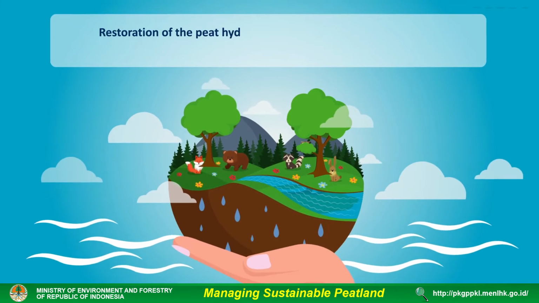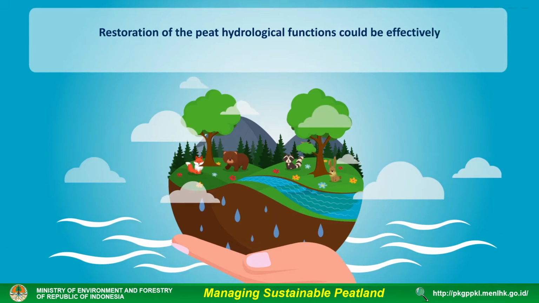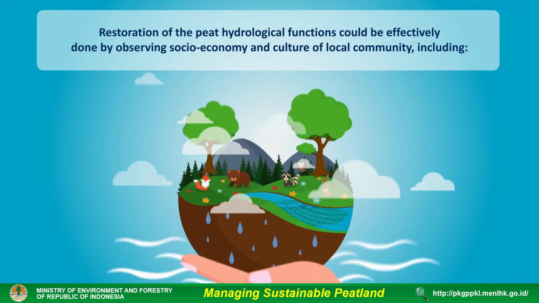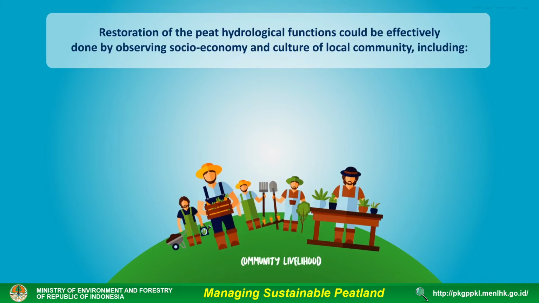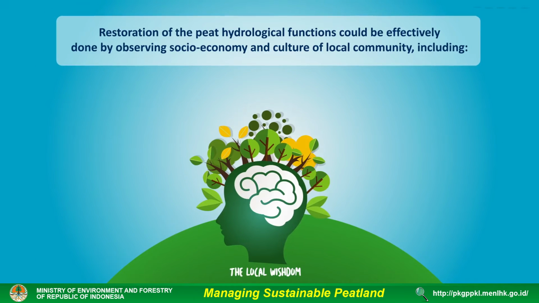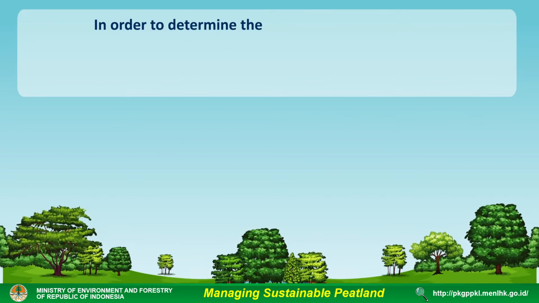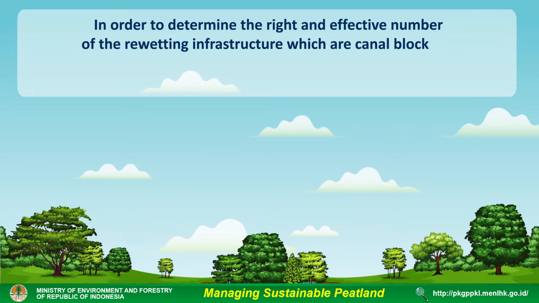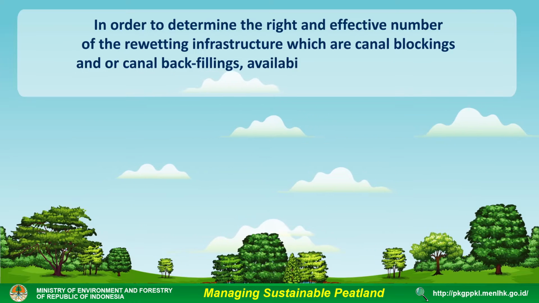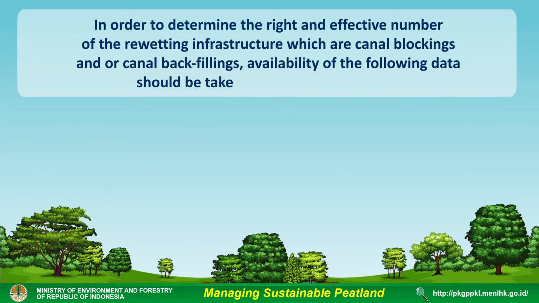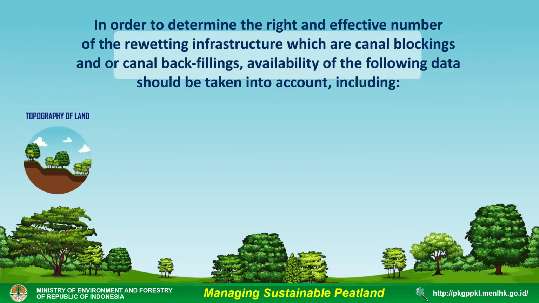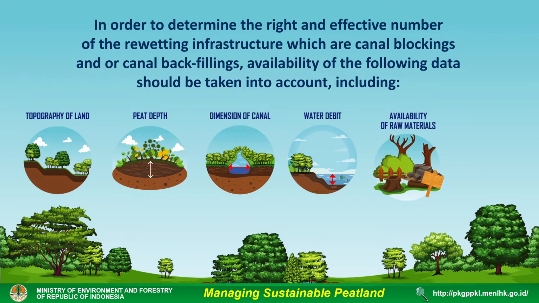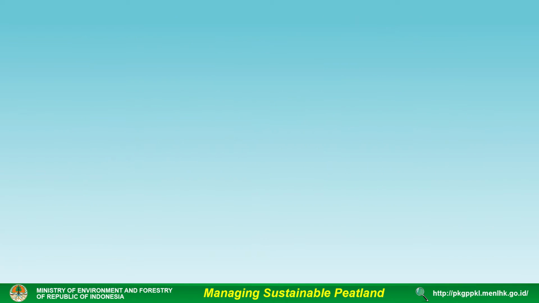Restoration of the peat hydrological functions can be effectively done by observing the socio-economy and culture of the local community, including community customs, community livelihood, and the local wisdom. In order to determine the right and effective number of the rewetting infrastructure, which are canal blockings and/or canal backfillings, availability of the following data should be taken into account, including topography of land, peat depth, dimensions of canal, water debit, availability of raw materials, and accessibility.